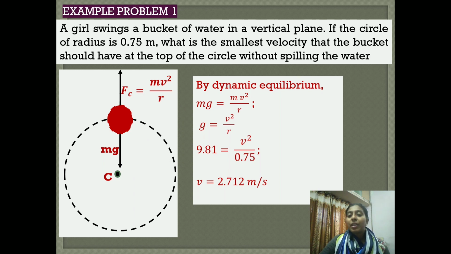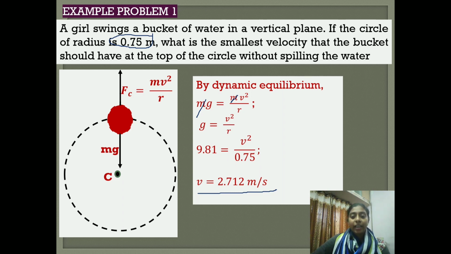Now by dynamic equilibrium, that is by equating the vertical components, we get mg is equal to mv square by r. So g is equal to v square by r. We are cancelling this m and this m. So we get g is equal to v square by r. G is 9.81, and the radius is given as 0.75 meter. So by substituting the values, we get v is equal to 2.712 meter per second.